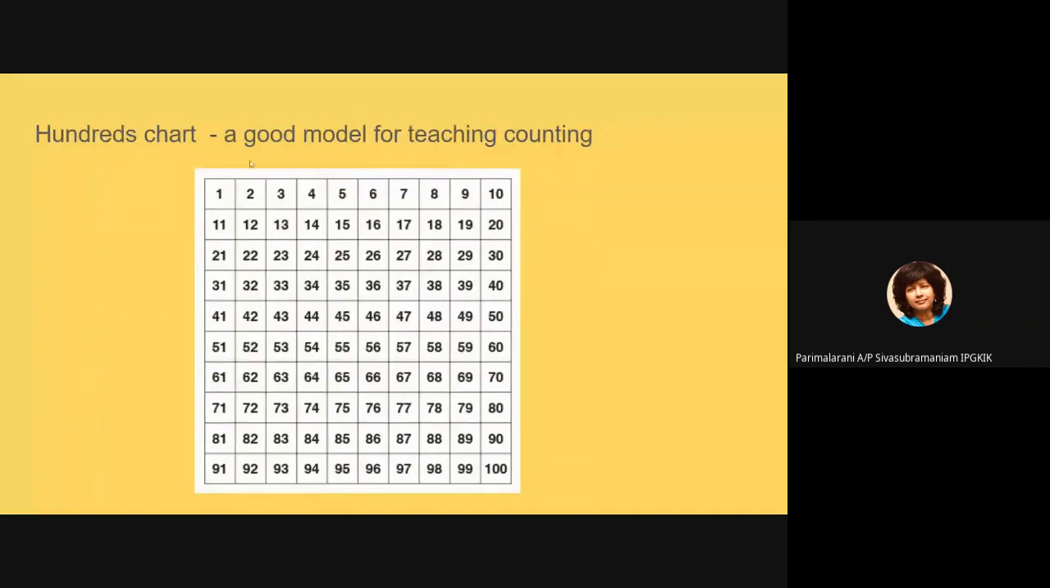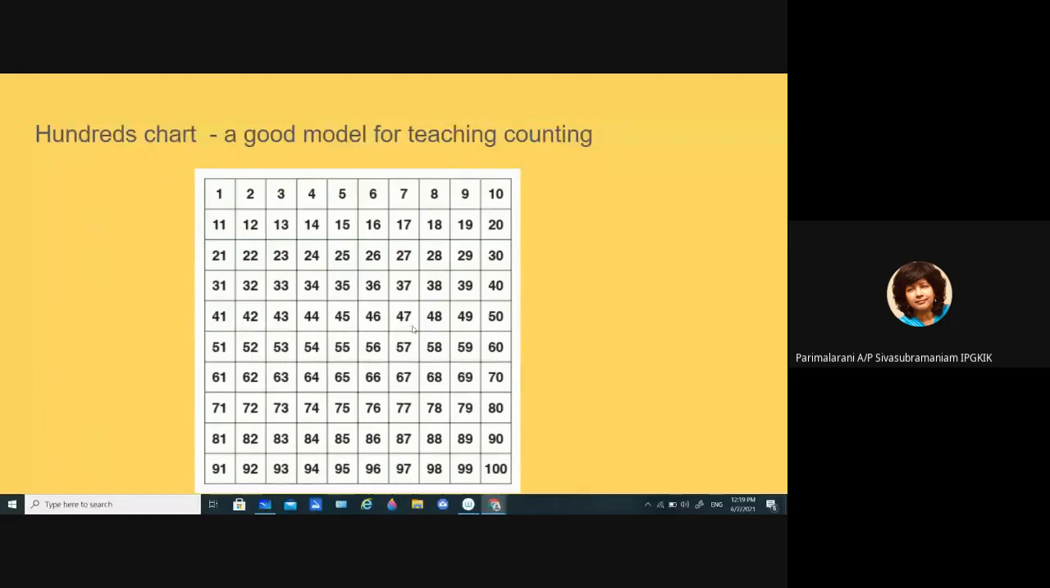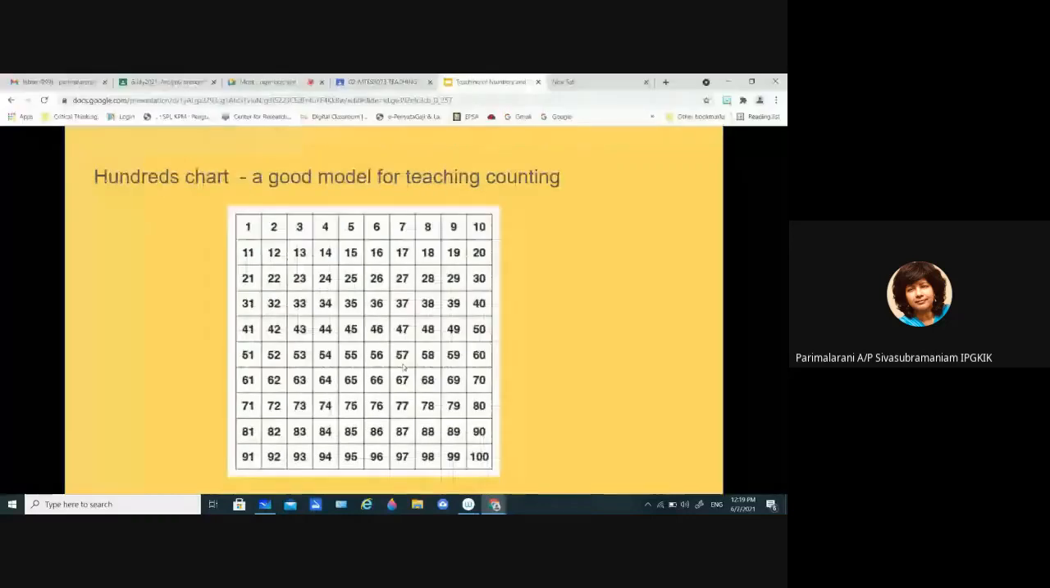The hundreds chart is a good model for teaching counting. This is called a hundreds chart. It's a very versatile teaching aid that we can use to teach counting. Let's look at the hundreds chart here.